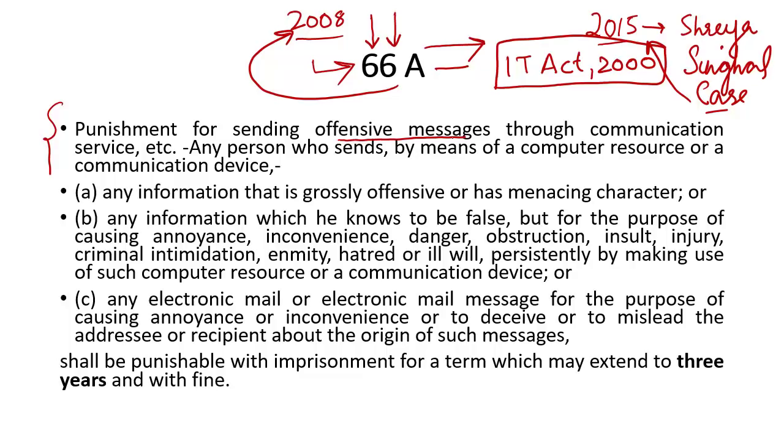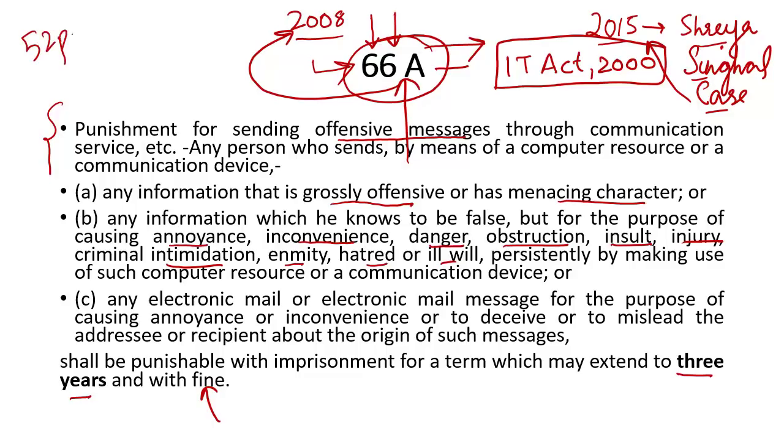This section 66A said, punishment for those who send offensive messages through communication system. Any person who sends a message and this message is grossly offensive, has menacing character, is causing annoyance, inconvenience, danger, obstruction, insult, injury, criminal intimidation, enmity, hatred, ill will, this person shall be sentenced to a term of 3 years in jail, or a fine is also to be paid by someone who is convicted under section 66A of the IT Act.